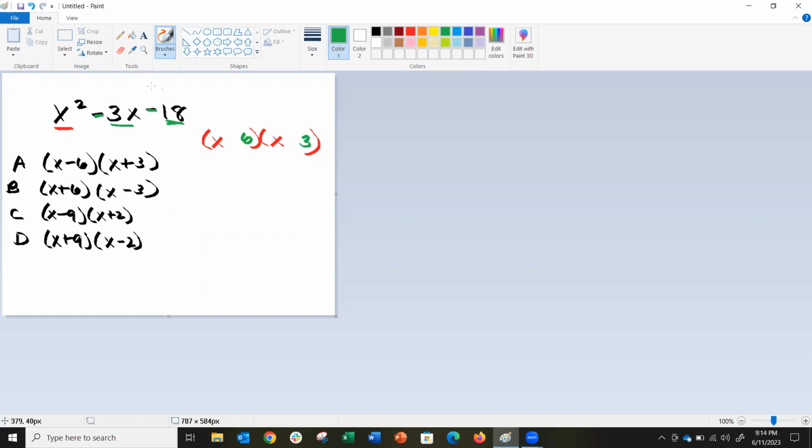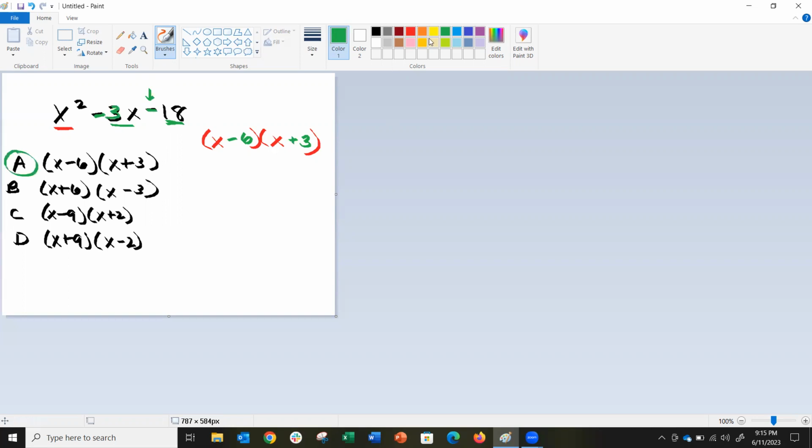Usually this sign right here will tell you that the signs are different if it's a negative. If it's plus, it means the signs are the same. But what I really just do is I know that a negative 6 plus 3 is negative 3, and that's the negative 3 I need. So your answer here is A.